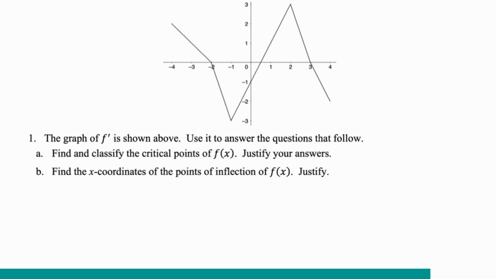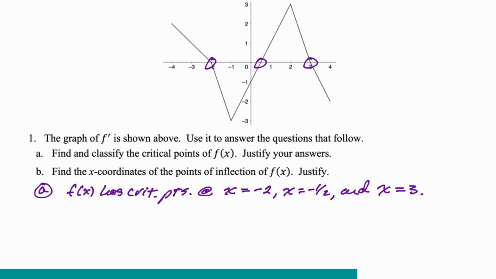Critical points are when f prime is 0 or undefined in the domain of f of x. Since we have f prime, we're just looking for where it's 0 or undefined. So here, here, and here. So we know the critical points are -2, 1/2, and 3. Make sure you're confident that it's at 1/2.